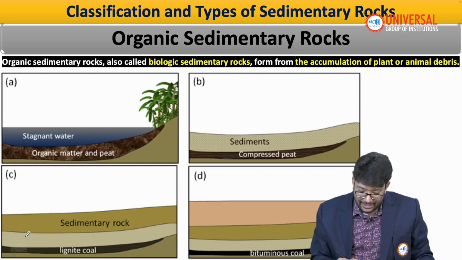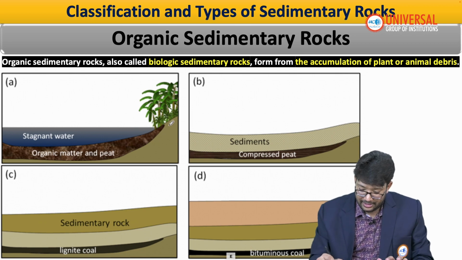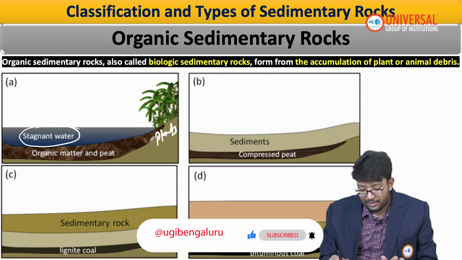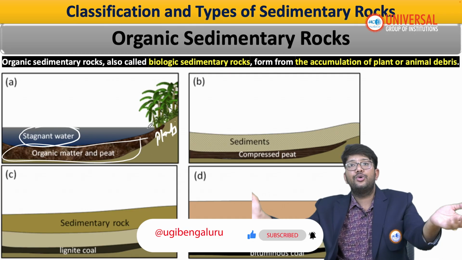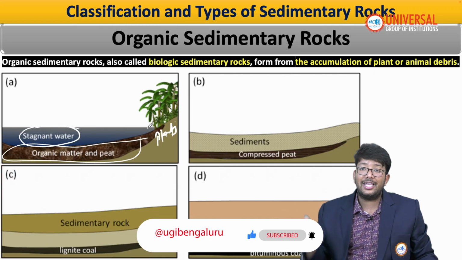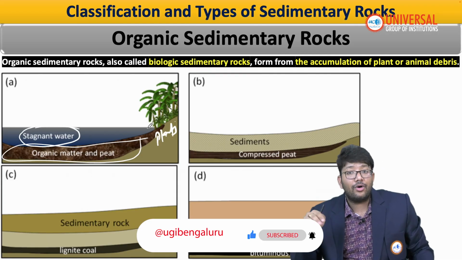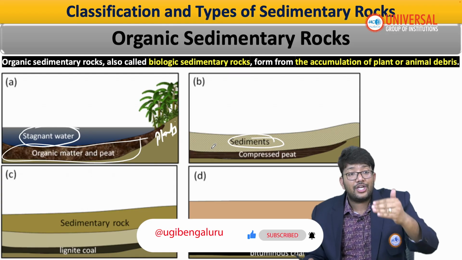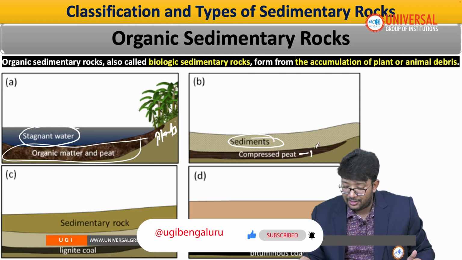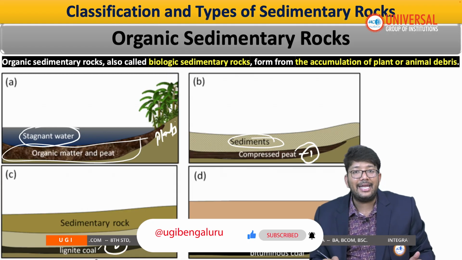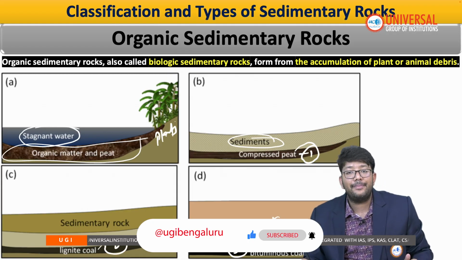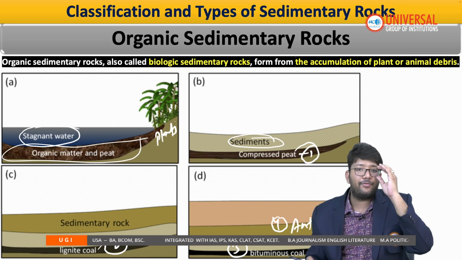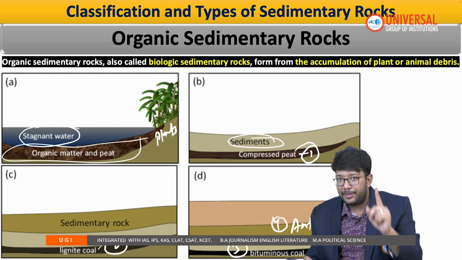As you can see, this is a tree. These are plants and trees in stagnant water, and when they die, due to natural processes their age is over. Now they will be buried under the water or under sediments. The first stage of changing a tree into coal is peat. Second is lignite, third is bituminous, and the fourth is anthracite. These are the four types of coal: peat, lignite, bituminous and anthracite.